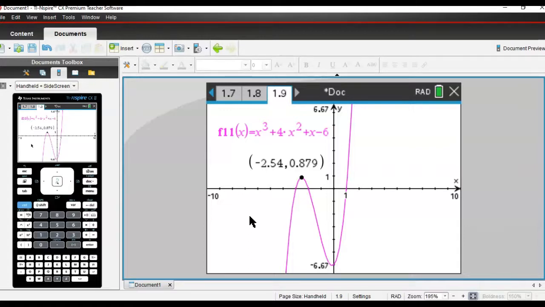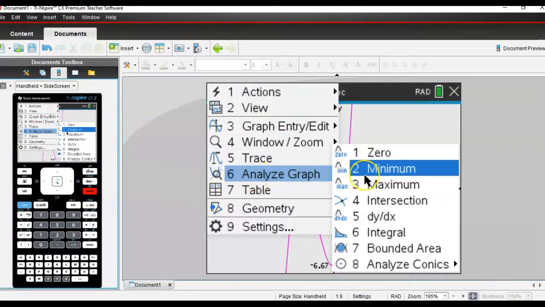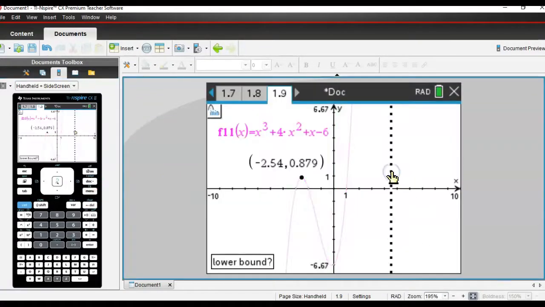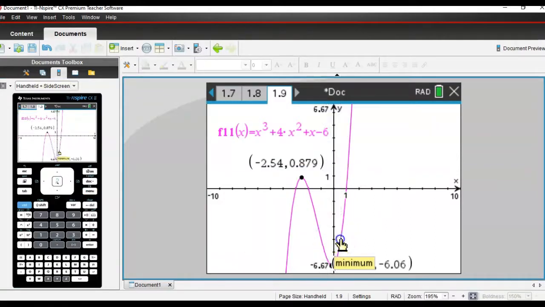All right. I would also like to know the other turning point, which again is not going to be the lowest point of the graph because this graph does go to negative infinity, but I want to analyze that section of the graph. So again, going back to my menu, analyzing the graph, this time I would like to know the local minimum. So I'm selecting minimum, and I'm going to set just to this piece of the graph. So from here to here, I would like the calculator to analyze that section. And there is my local minimum. So making note of that, -0.131, and then -6.06.